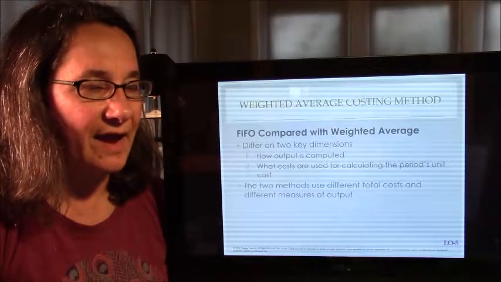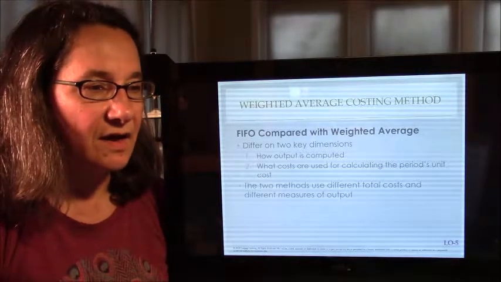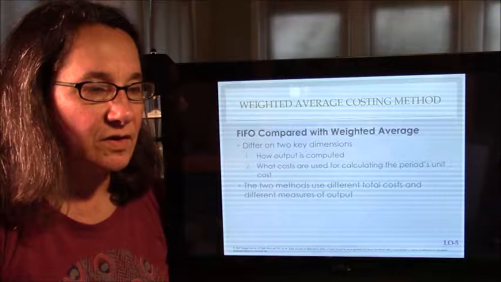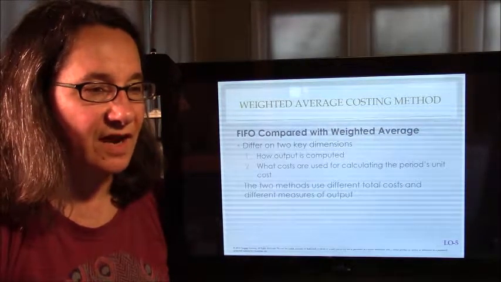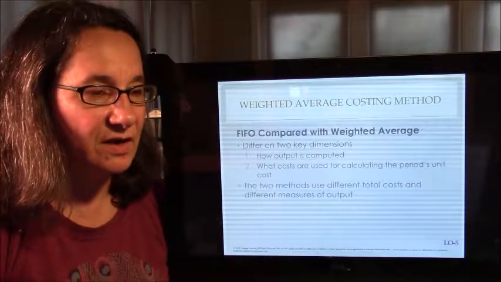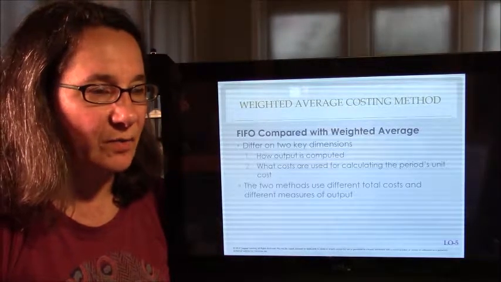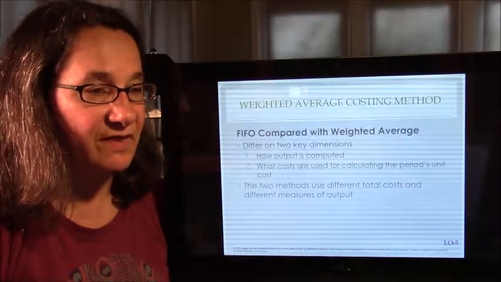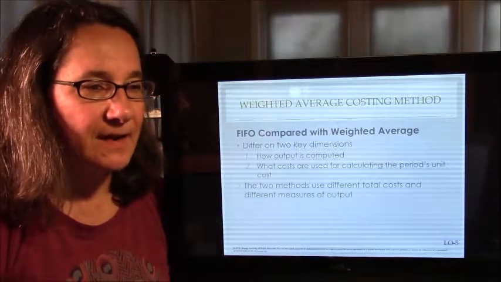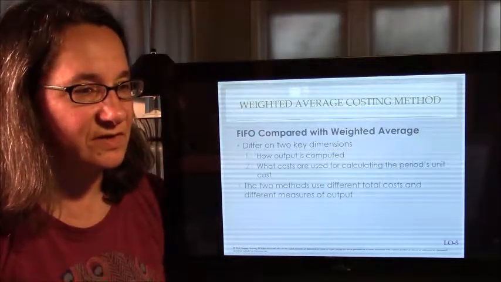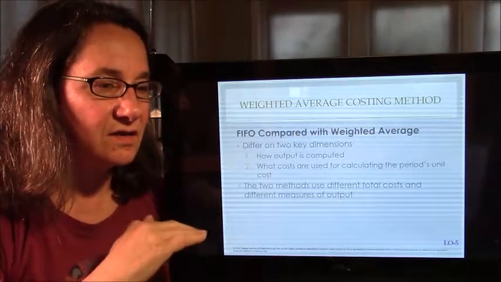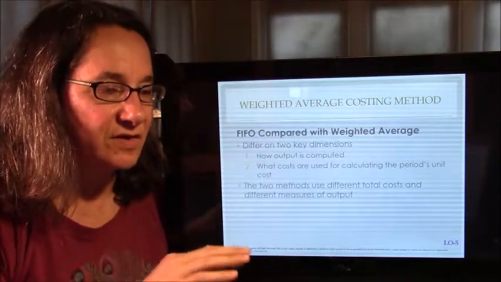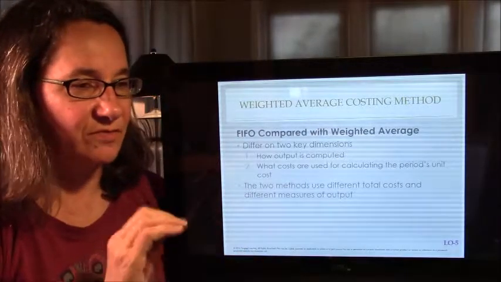Weighted average and FIFO differ on how output is computed, right? So you are assuming that you don't necessarily have your beginning inventory as part of the output on weighted average, but it is part of the output on FIFO always, and also in what costs are used for the period's unit cost. So you will get different measures of output for these.